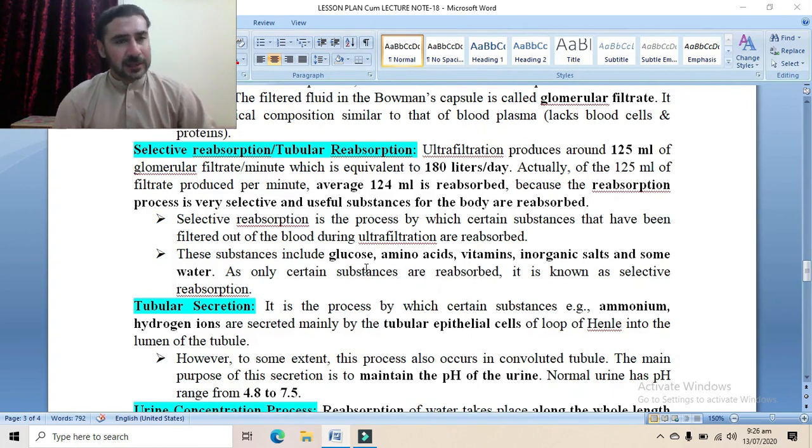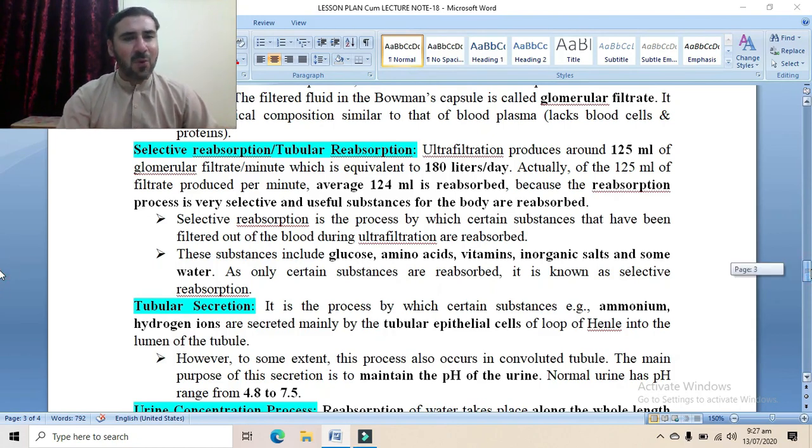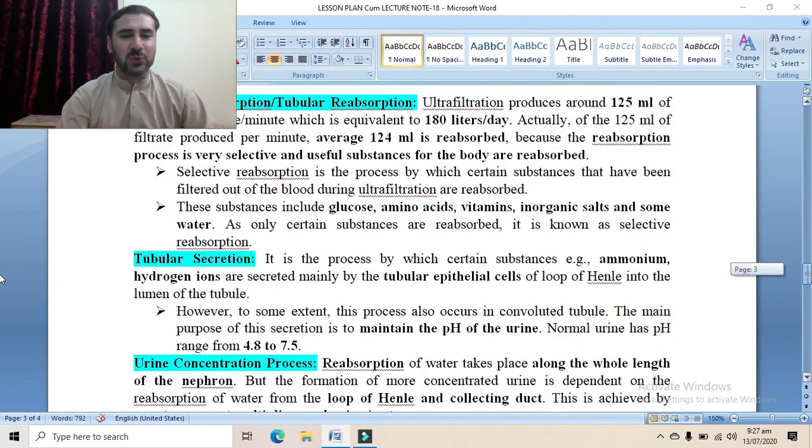This is the question. The reabsorption will occur in the renal tubules, in the proximal part of the renal tubules, in the loop of Henle, and in the distal convoluted tubule, and in a very least amount in the collecting ducts. But most of the reabsorption will take place inside the proximal tubule, loop of Henle and distal convoluted tubules.